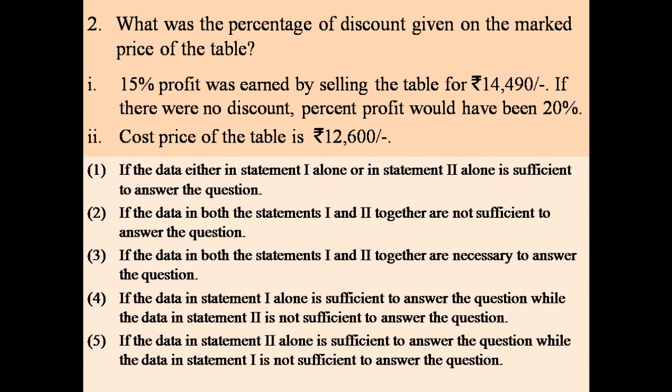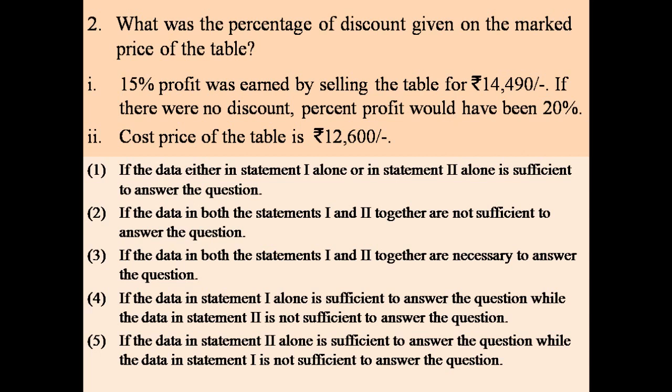Let us look at the first statement. First statement: 15% profit was earned by selling the table for rupees 14,490. If there were no discount, percentage profit would have been 20%. So you can see clearly when you read it, even by selling at 14,490, he was able to realize a profit of 15%. So his cost price must have been still less than that. But without giving discount, if he had sold it at a still higher price, he would have got better profit.